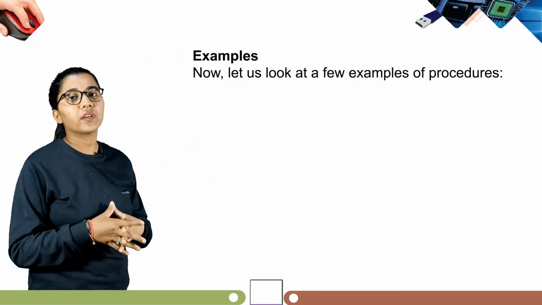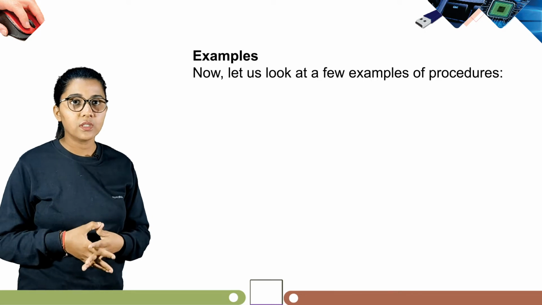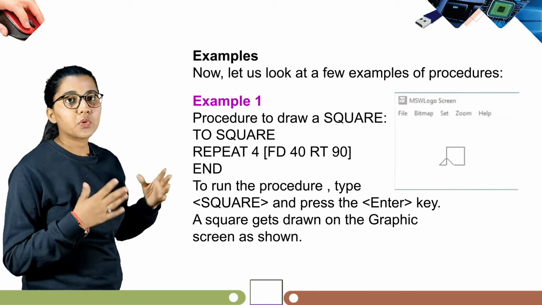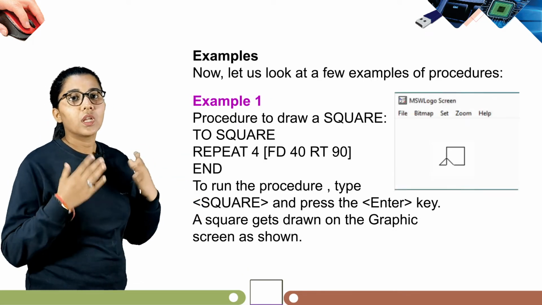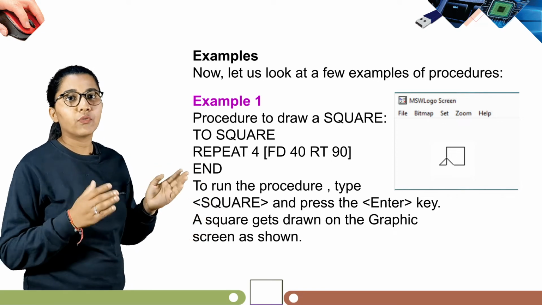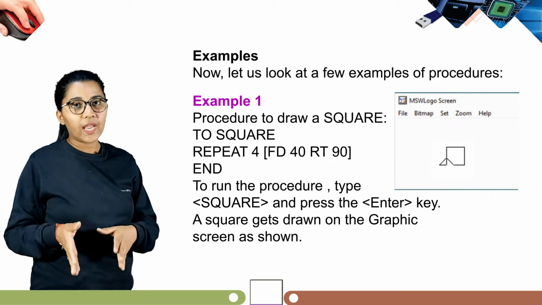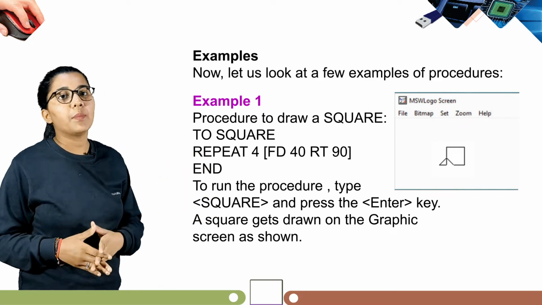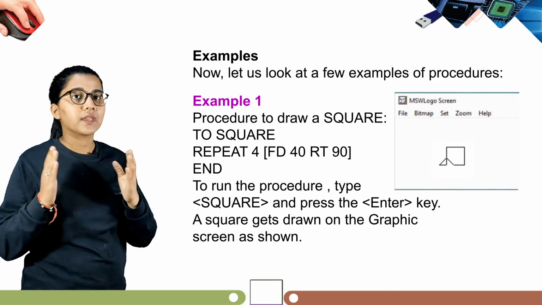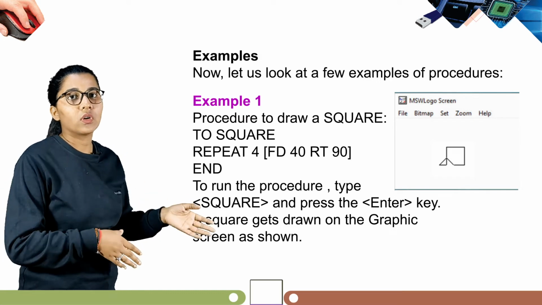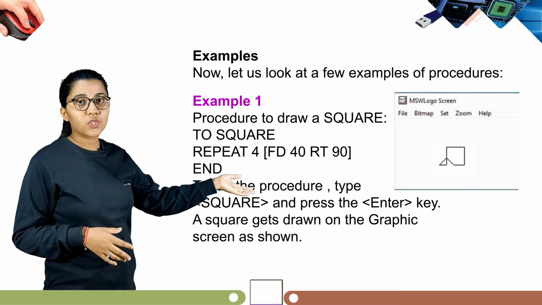Let us look at a few examples of procedure. Our example 1 is procedure to draw a square. TO square, repeat 4 FD 40 RT 90, and to run the procedure type square and press the enter key. A square gets drawn on the graphic screen as shown.